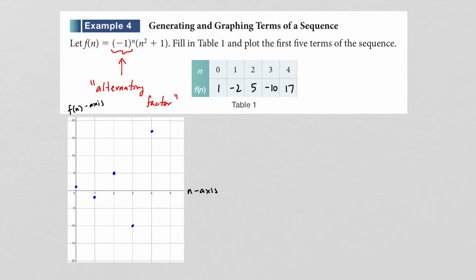So what you should see about the values in this sequence as n increases is it kind of bounces between negative and positive, negative and positive, but it's also getting larger and larger. So if we continue, it's going to be like this. So that's what it means to plot the first terms of the sequence. You're just drawing a graph with points.